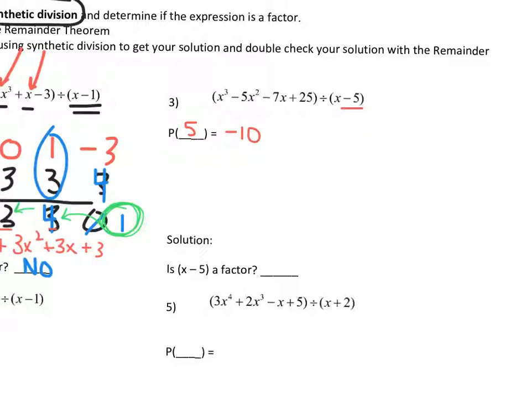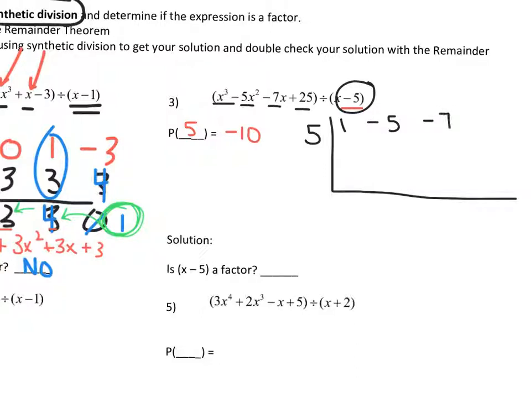So now I'm going to check myself with synthetic division. I put 5 on the outside, positive 5. I write the coefficients going across, so 1, negative 5, negative 7, and 25. And remember, you need to bring down that first number.